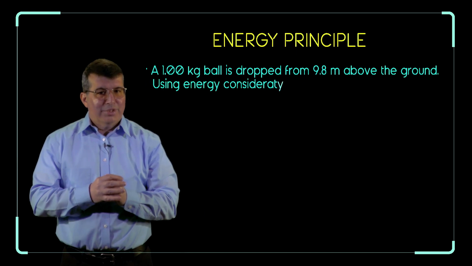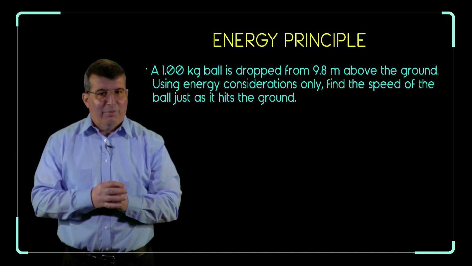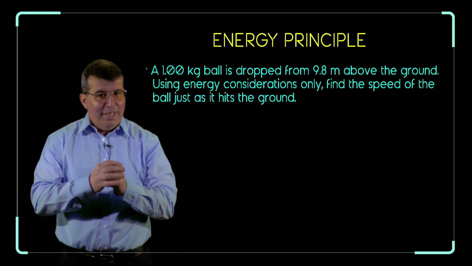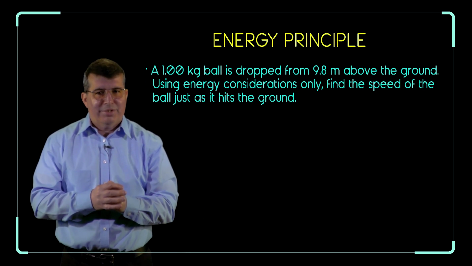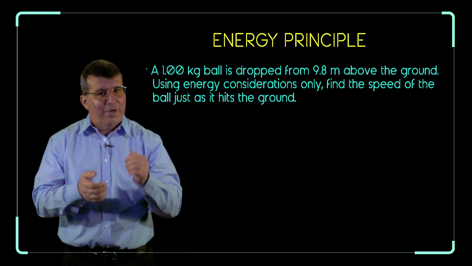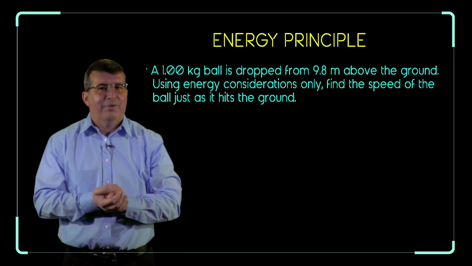Okay, last question using our energy principle. A 1 kilogram ball is dropped from 9 meters above the ground. Using energy considerations only, find the speed of the ball just as it hits the ground. So once again, not when it's on the ground, but just as it hits the ground.